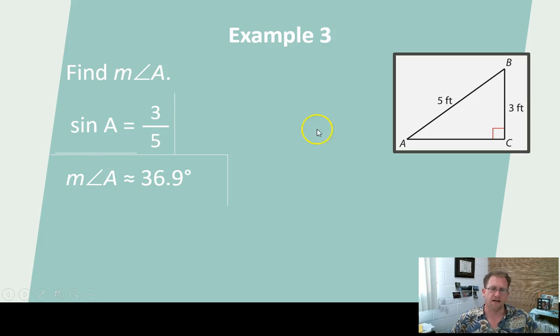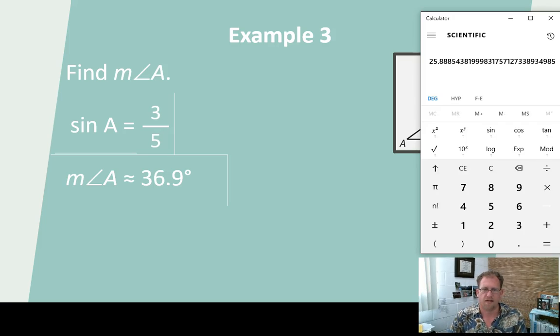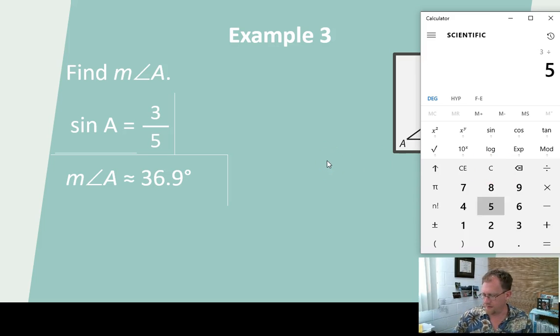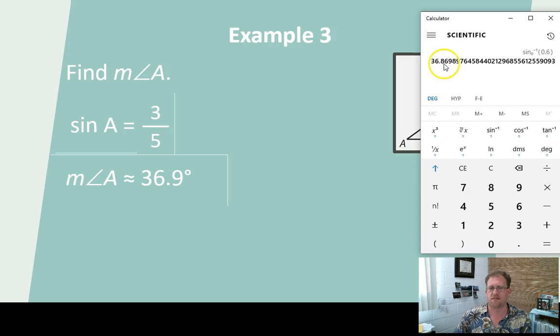So sine of angle A, because it's opposite over hypotenuse, is 3 over 5. 3 over 5, if you do the division, is 0.6. So if I go to my calculator and say, hello, Mr. Calculator, what is 3 divided by 5? Oh, that's 0.6. Mr. Calculator, what is the inverse sine of 0.6? That's 36.869, 36.9 degrees. Now, how did I get that?